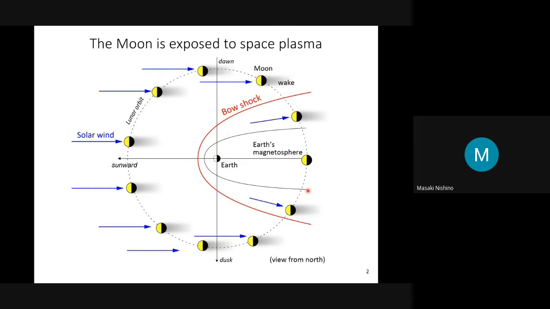The moon stays only 4 days in the Earth's magnetosphere, and for the other 25 or 26 days, the moon is exposed to the incident solar wind plasma, as shown here. Behind the moon along the solar wind flow, a very tenuous region is formed. This is called the Lunar Wake.